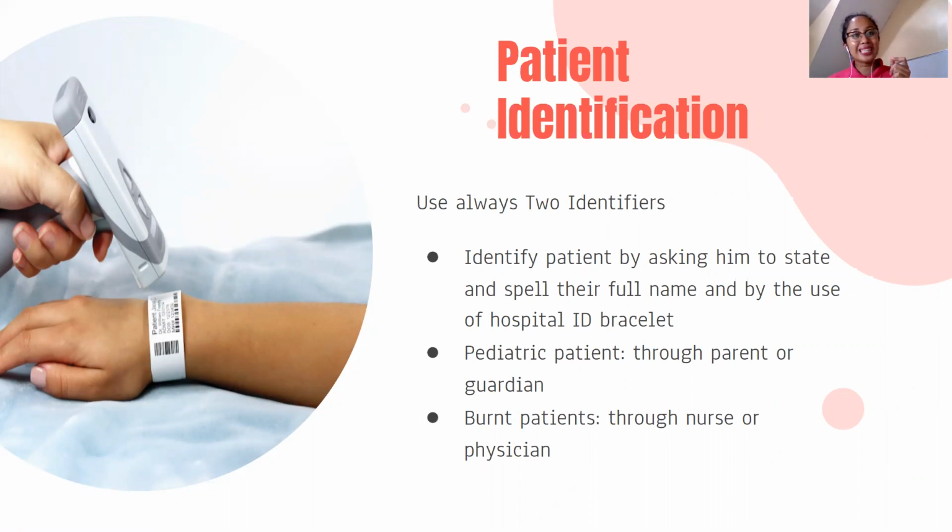Because, guys, your skill in phlebotomy will be negated. All of this will be lost if you collected blood from the wrong patient, or if the specimen came from the wrong patient. So, patient identification, guys, is very important. I cannot even stress it enough. In patient identification, you will always need two identifiers, meaning two ways to identify the patient.